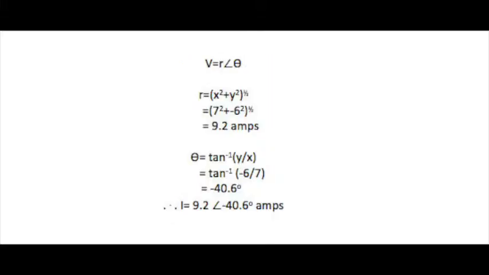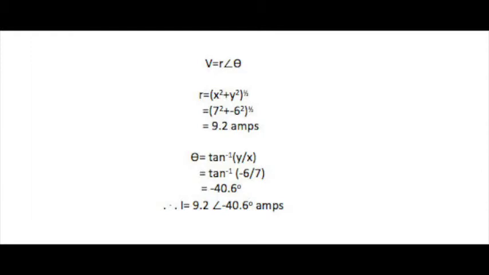Now that we have our current in rectangular form, we need to convert our result into polar form, as the question requires us to. That is, current is equal to R angle theta. We know that R is equal to the square root of x squared plus y squared. Substituting our x and y values, which are 7 and -6, into the formula and simplifying, we have our value of the square root of 85, or 9.2.